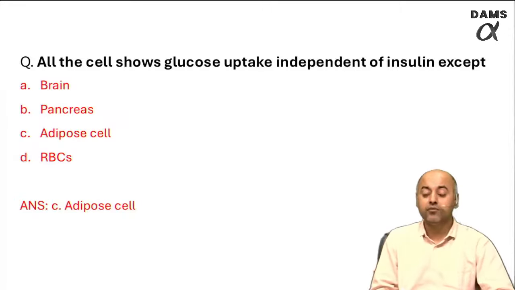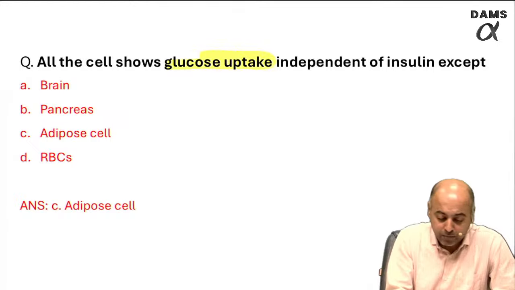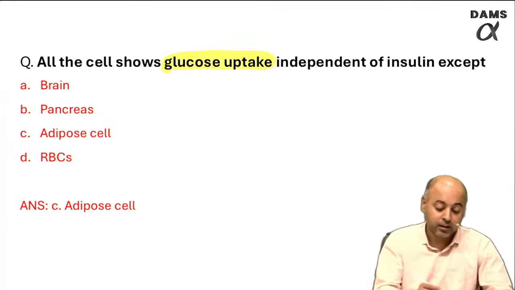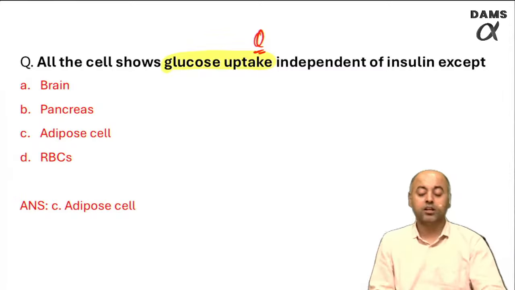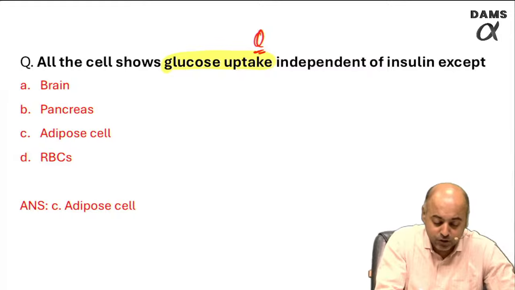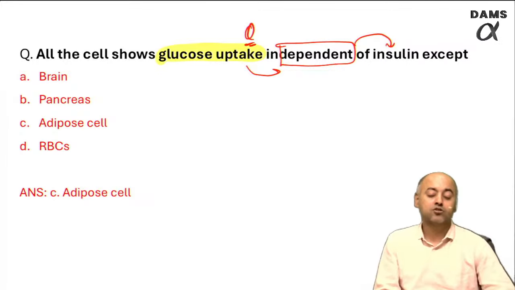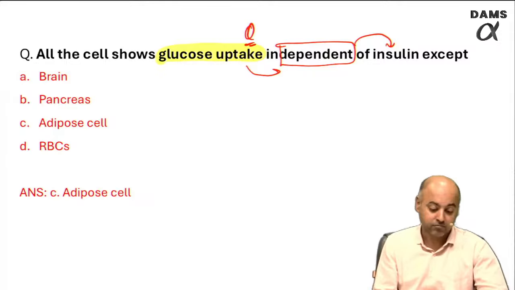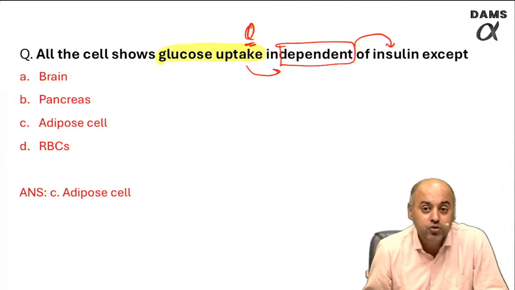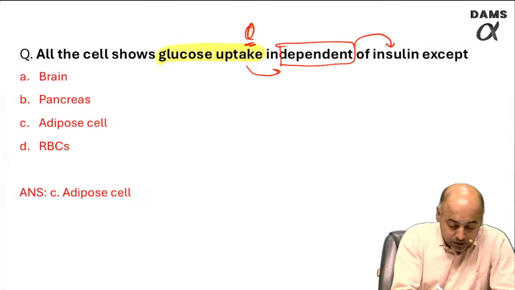Now we go to another very important topic, and that is the glucose uptake by the different tissues. Okay, and the most frequently repeated question is where you see the insulin dependent or the insulin independent glucose transport. So actually the question is wanting to ask about glucose uptake which is dependent on insulin. All cells show glucose uptake independent of insulin except, all right, so in other words, in which tissue the glucose uptake depends on insulin. So here you have to remember the adipose cell and muscles.